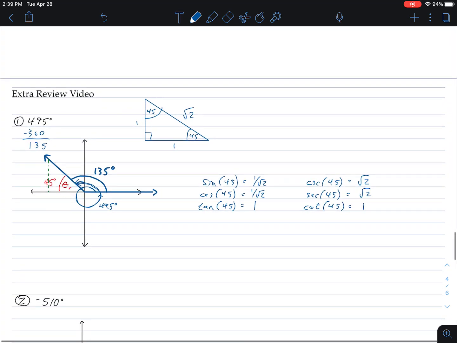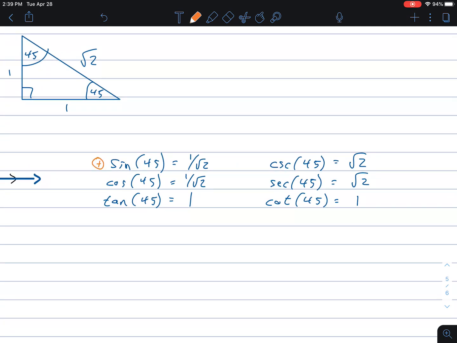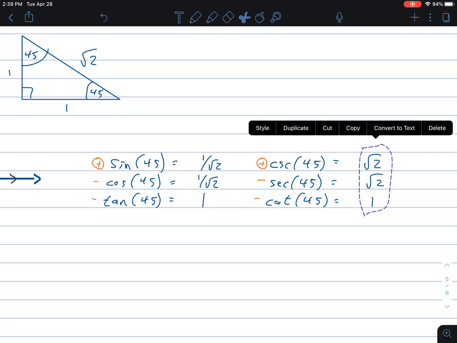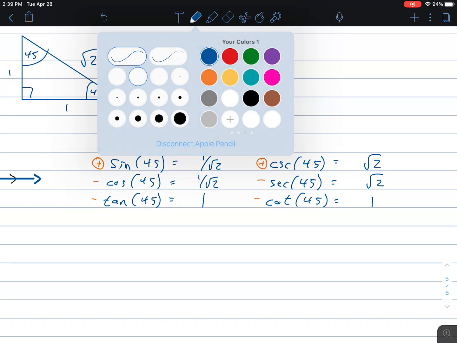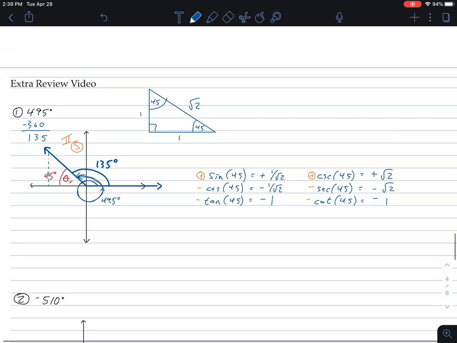Nice simple answer here. Now, how do you know which is positive and negative? Well, this is in quadrant 2. All Students Take Calculus, so that means sine and cosecant are positive and the others are negative. That's based on which quadrant you're in. So that means this is positive, negative, negative, positive, negative, negative. And there we go. There's our answer there.